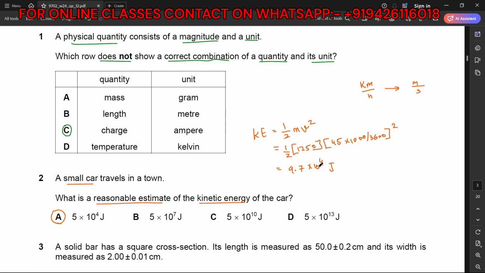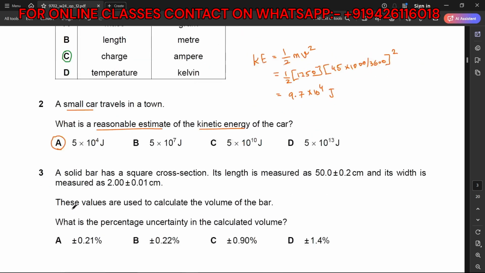Let's say even if you get 10 to the power of 5. Now 5 is closest to 10 to the power of 4, then in that case also A will be your option. Let's say for example you are choosing slightly different values, let's say instead of 45 you are choosing 50 and you might get 10 to the power of 5 over here. It's completely fine. Even though 10 to the power of 5 is not in the options, it's closest to option A. So our reasonable estimate for the kinetic energy of the small car will be 10 to the power of 4. It's closest to our answer. So that is how you do question 2.